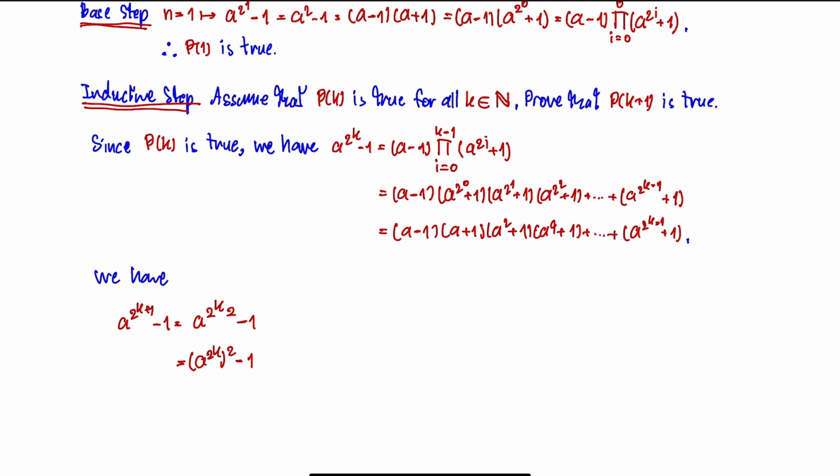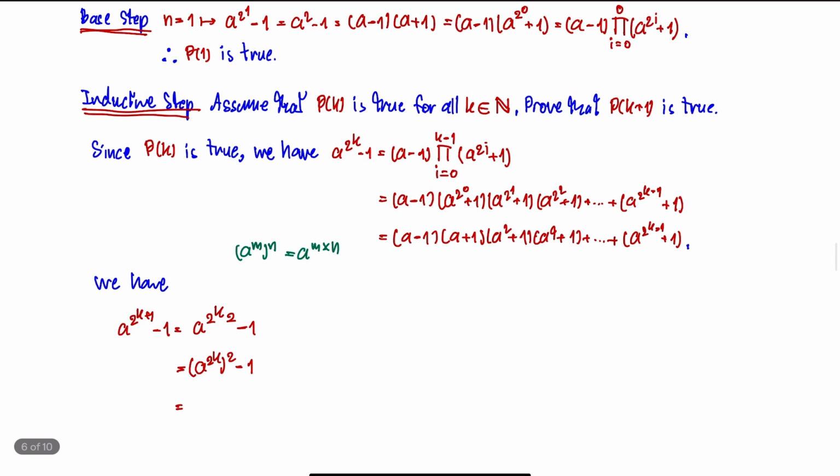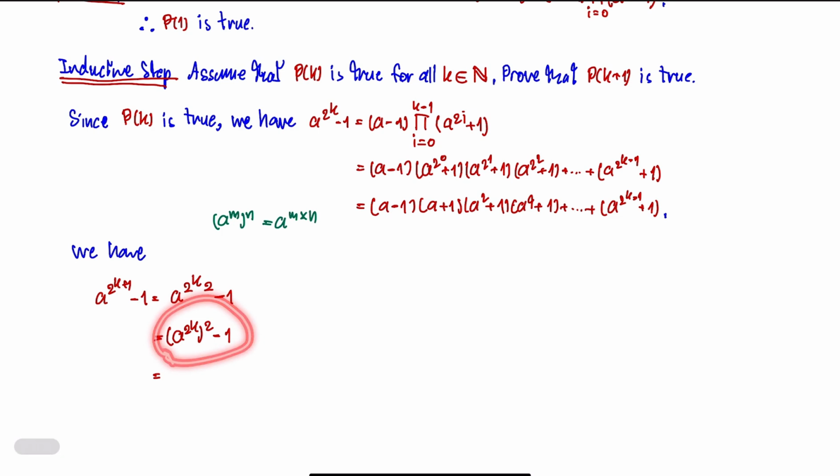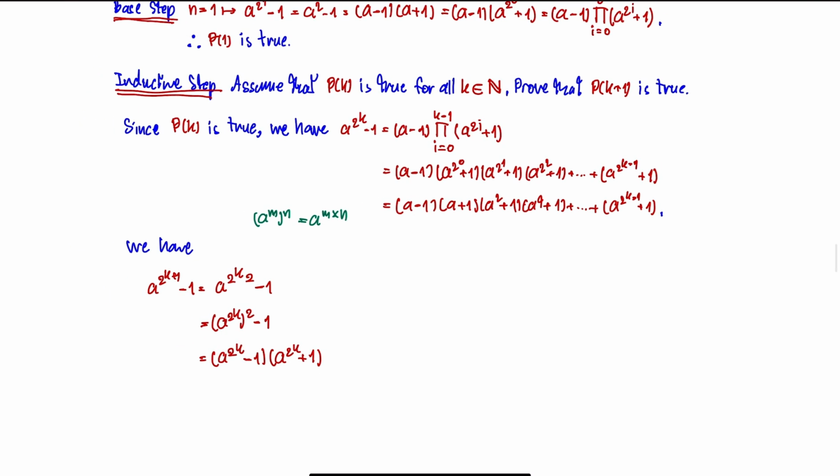This is the property of the exponent. Okay, if you have a to the m raised to the n, you're going to have a to the m times n. And then I'm trying to use the difference of squares. So we're going to have a to the 2 to the k, squared, minus 1 times a to the 2 to the k plus 1. Okay, great.